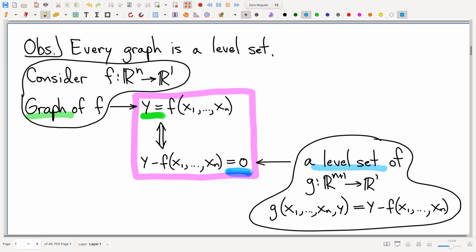Now, where you have to be super careful about this is in realizing that they're not the same functions. So the function whose graph we were looking at is called f.